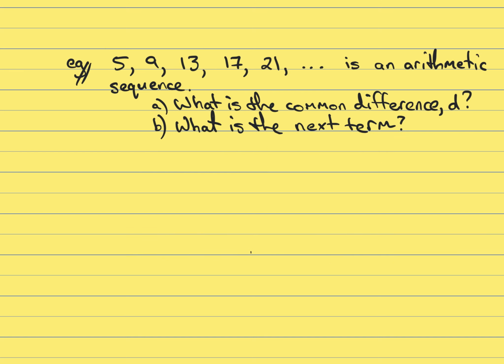So here's an example, 5, 9, 13, 17, 21, and so on, we're being told is an arithmetic sequence, but you can check that if you like. The first question then asks us, what is the common difference D? Okay, so remember the common difference is just the difference between each successive term. So you could have a look at that any way you like. You could pick any term because it's a common difference, but I'm just going to go with the first. So to get from 5 to 9, we have to add 4. So our common difference is going to be D equal to 4.